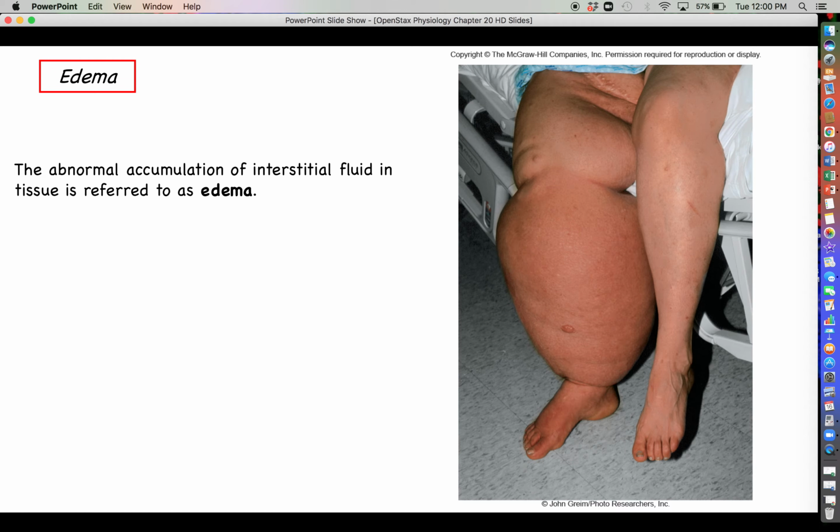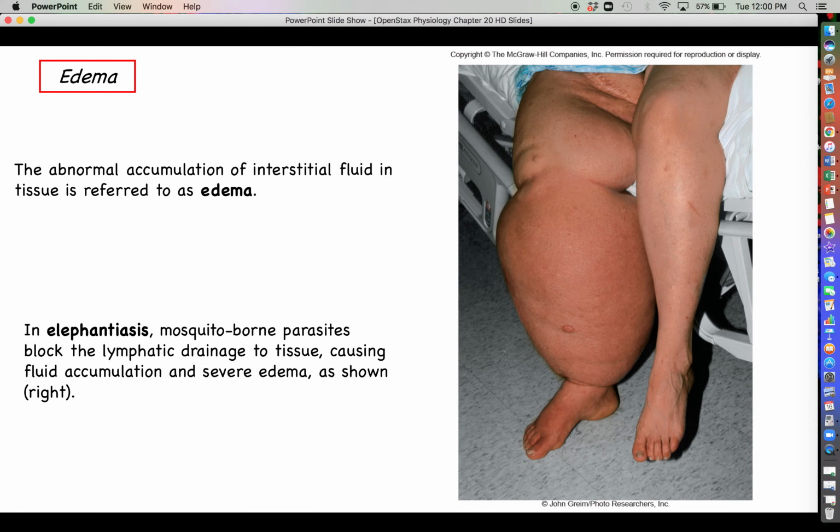Usually, the cause of this is that an injury damages blood vessels and causes fluids to leak out into the interstitial fluid, causing there to be too much fluid there and the tissue starts to swell, and that is what we call edema. Now, the picture that you're looking at here is obviously an extremely out there and extreme case of edema. This is called elephantiasis.